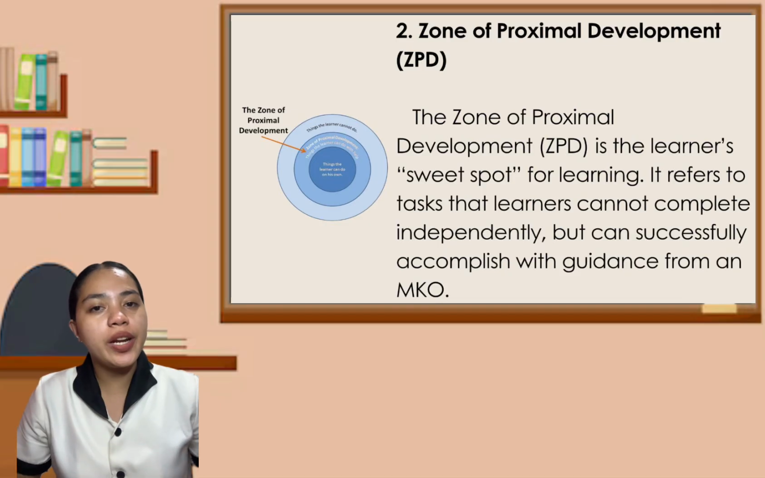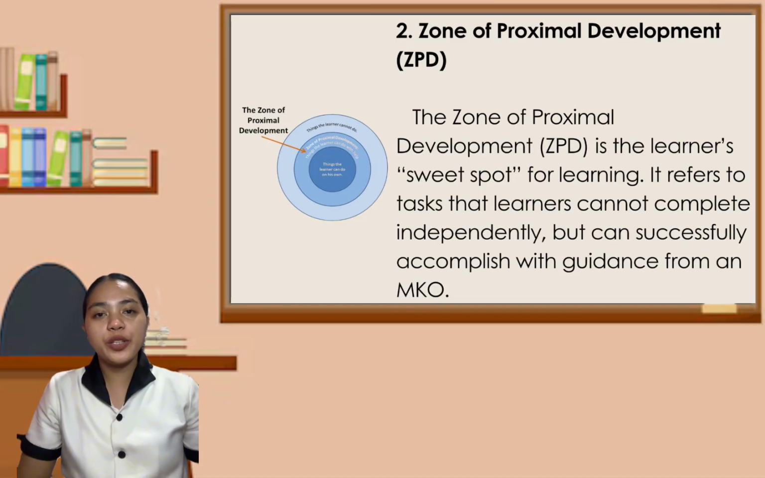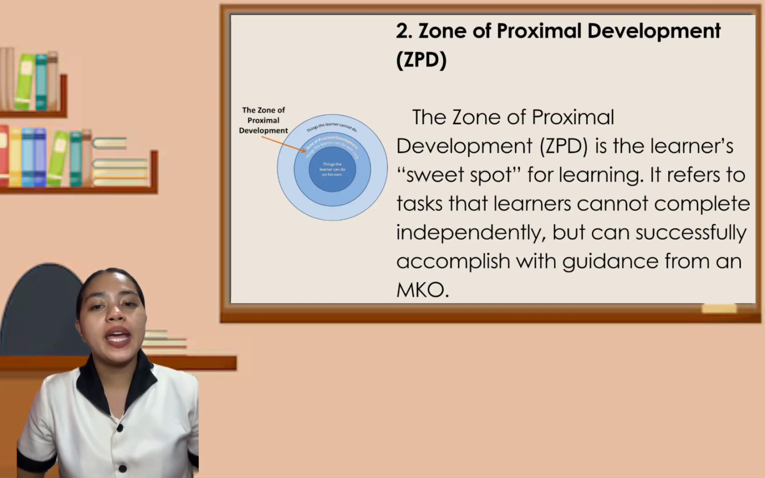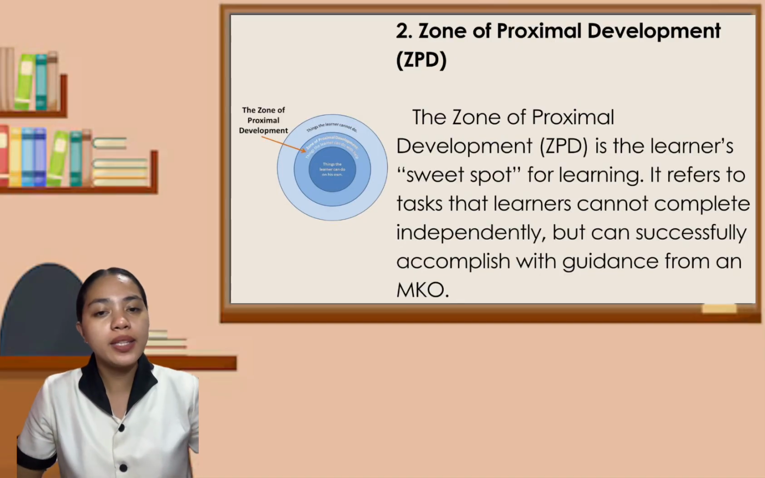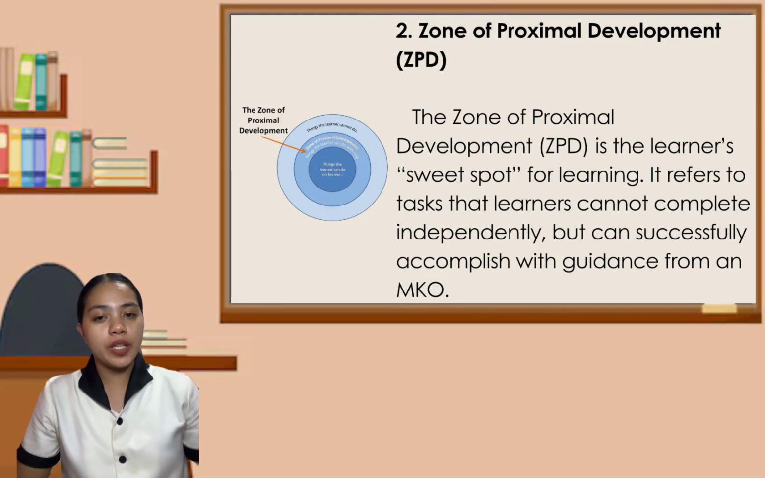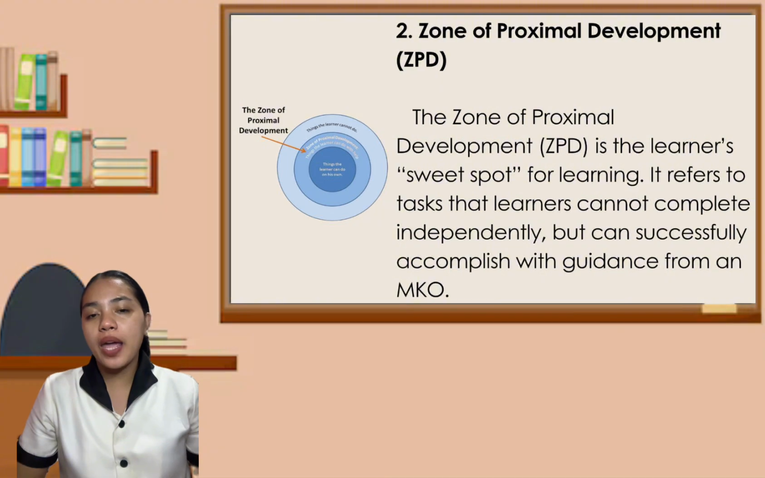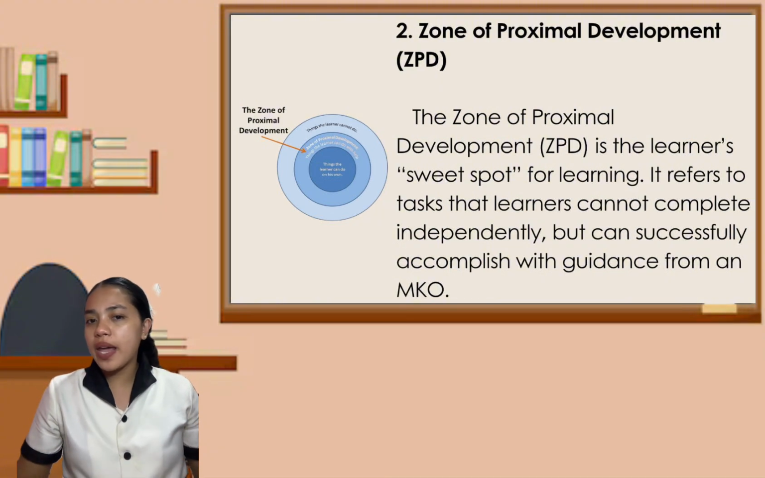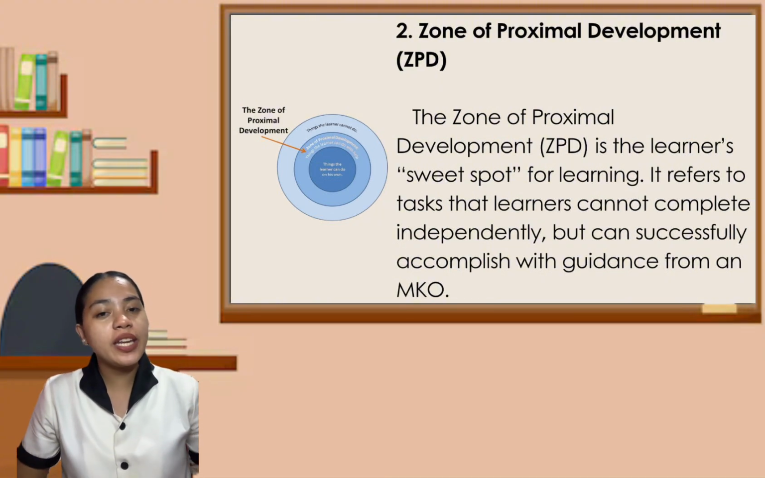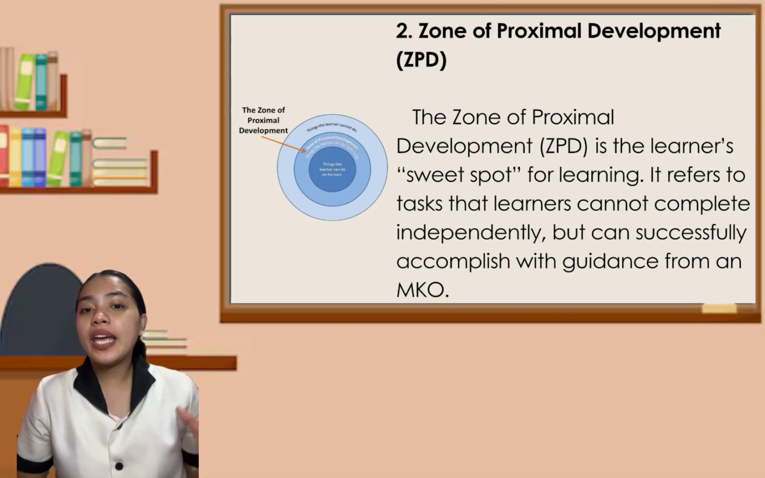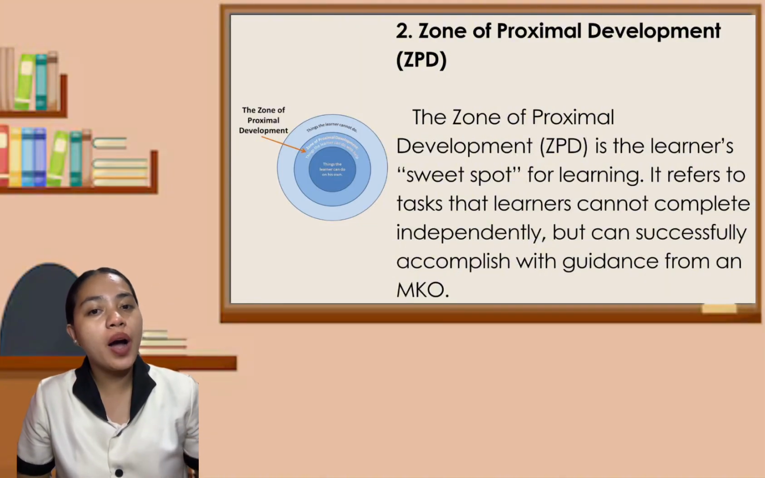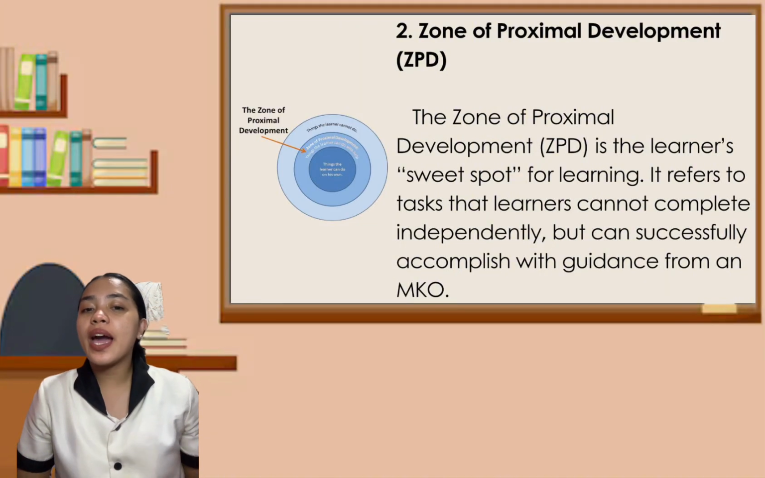Now let's proceed to the next one, the zone of proximal development or ZPD. It is the learner's sweet spot for learning. It refers to the task that the learner cannot complete independently but can successfully accomplish with guidance from an MKO. So again, what is MKO? Yes, very good. The more knowledgeable other. The sweet spot means it is just right. It is not too easy, not too hard, but achievable with guidance.